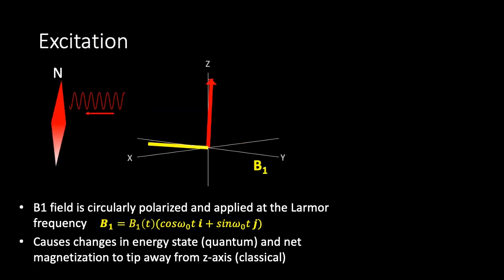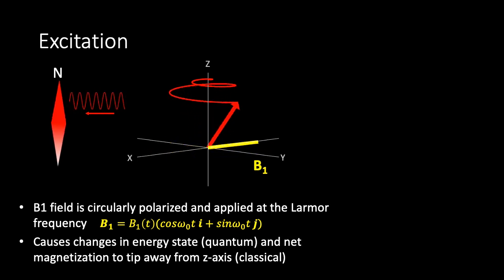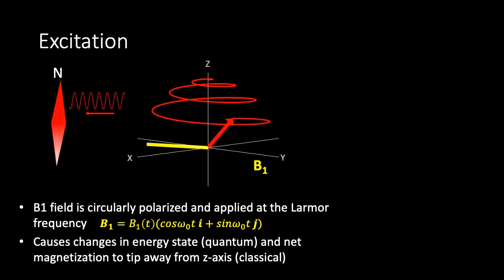So going back to this compass needle example, we were able to disturb the compass needle from its equilibrium position using an electromagnetic field. So in MRI, we do that using a second magnetic field, which we refer to as our B1 field. And this is a time-varying magnetic field. It's circularly polarized, which means that it's rotating in the transverse plane, or the XY plane, at the Larmor frequency.